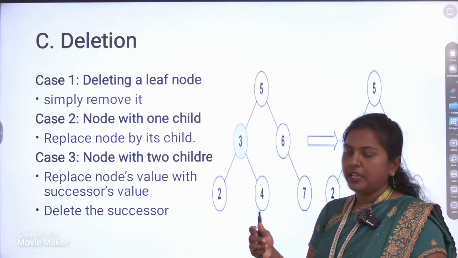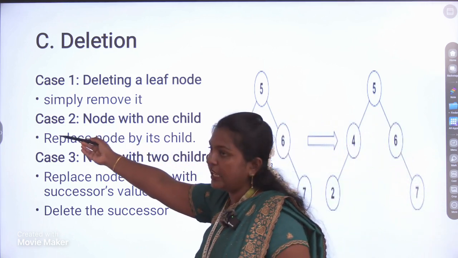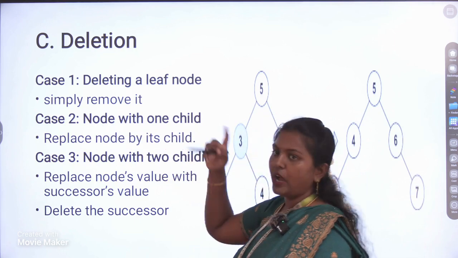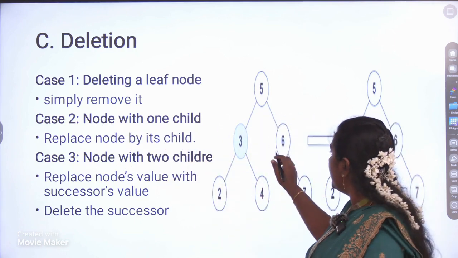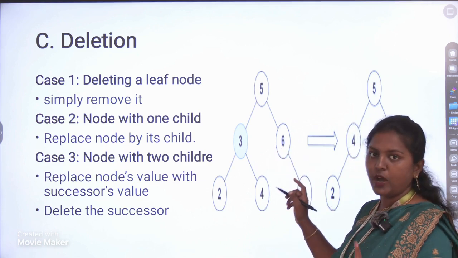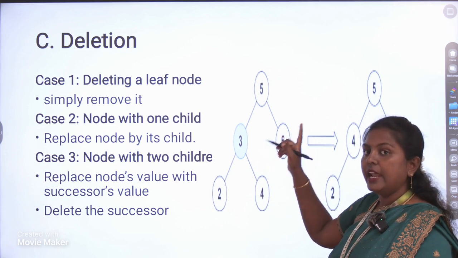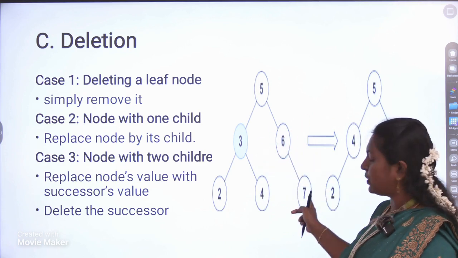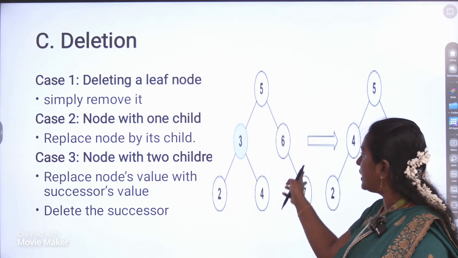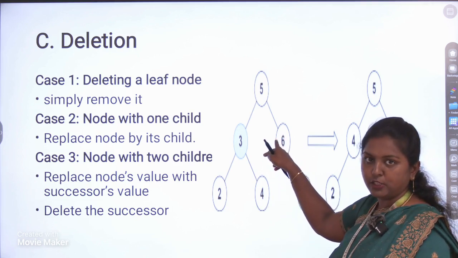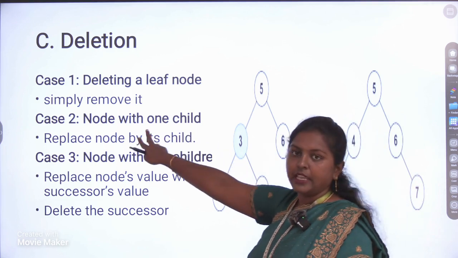from the tree. But in case 2, a node with one child, here you can see 6 has one child, called 7. If you want to remove 6, the case is that it has only one child, 7. So you have to replace 6 with 7. That is case 2.